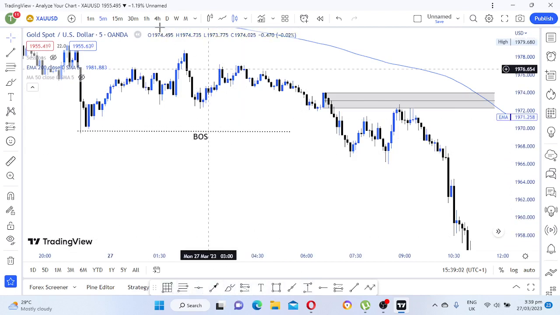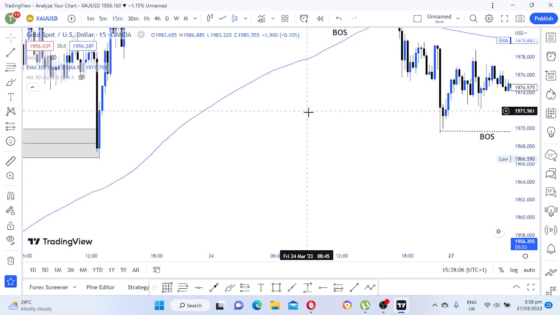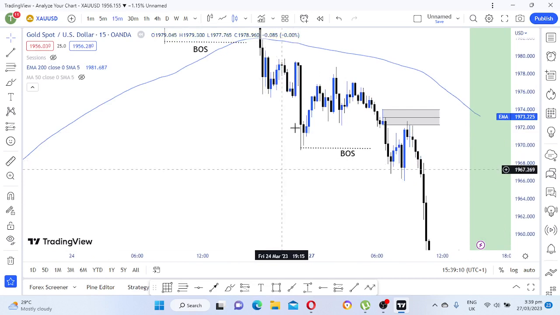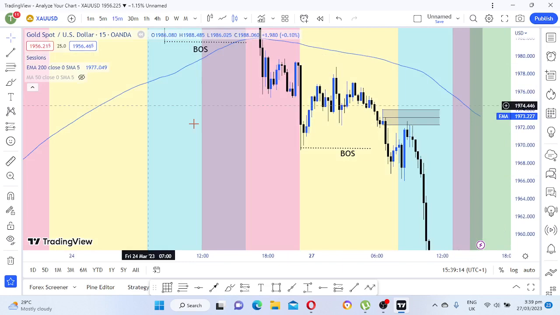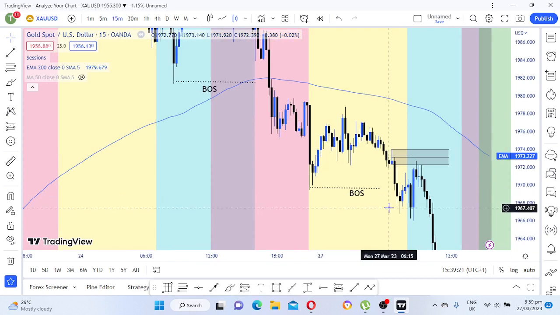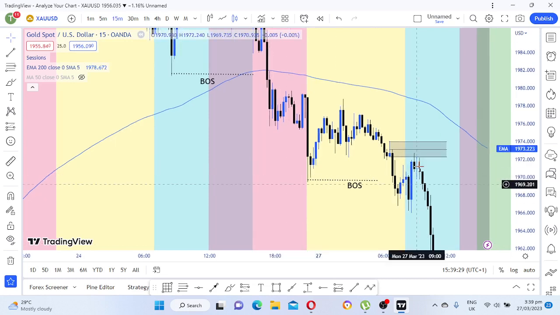So actually, let me start on the M15 time frame. When the market opened up, let me check this one, the session indicator. This one is the Asian session, and this one is the London session. So this trade was executed, it was actually placed during the London session.